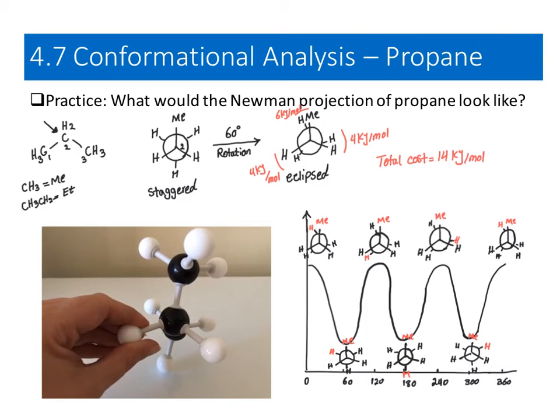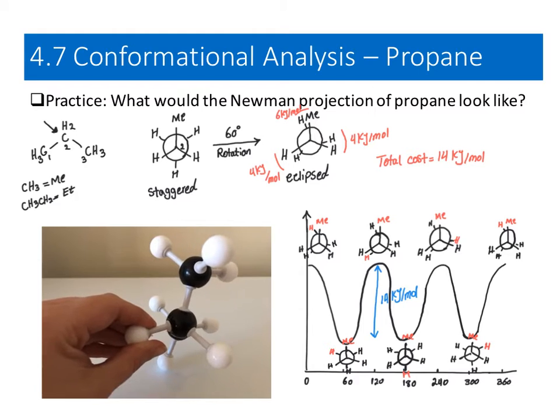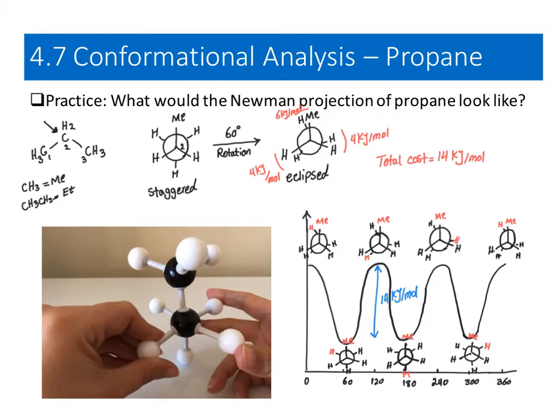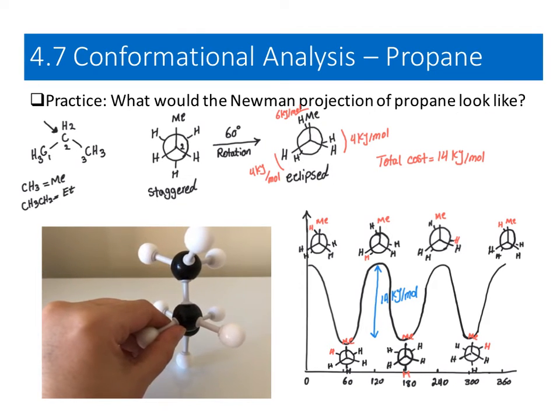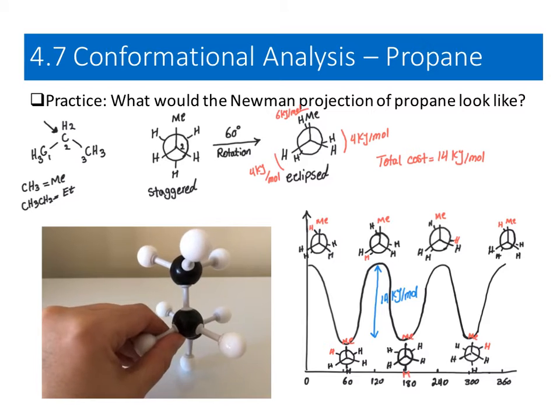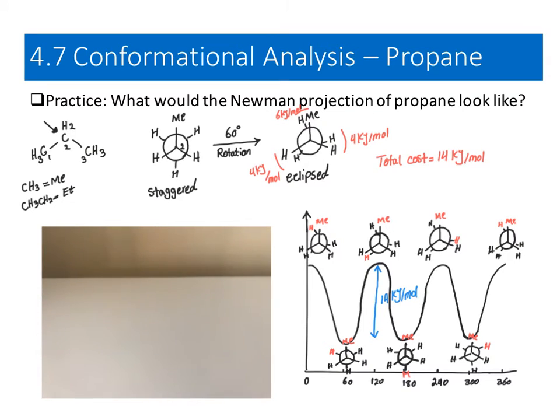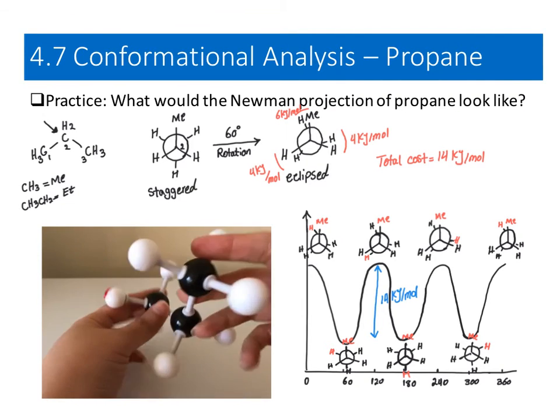So the energy difference between the staggered and the eclipsed is 14 kilojoules per mole. Staggered is 14 kilojoules per mole more stable than eclipsed. Now the energy diagram is also shown here. So to follow the energy diagram and see what's happening, I am switching one of the hydrogens, connected here. Okay, there we are. All right.